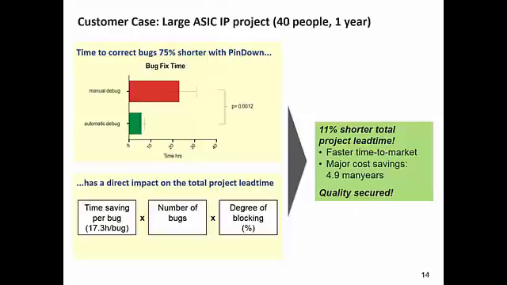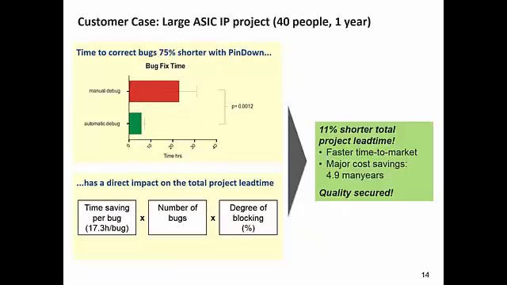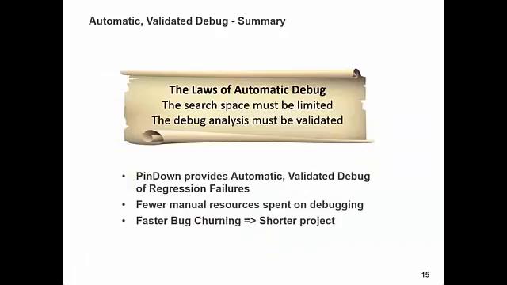So what we've seen is that bug fixing is sped up 4 times if you have automatic debug, because you know what the problem is and you just fix it. That has reduced the project time by 11% in one project we measured and 10% in another. Basically, the faster bug churning, the better for the project time, especially in the later phase of the project.